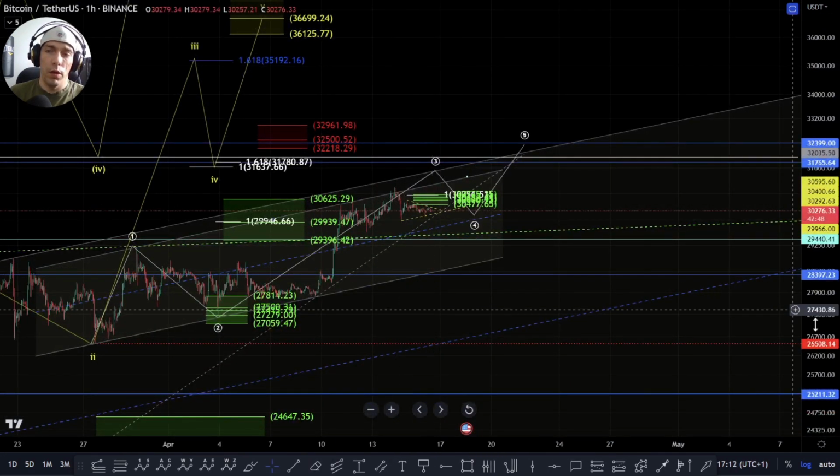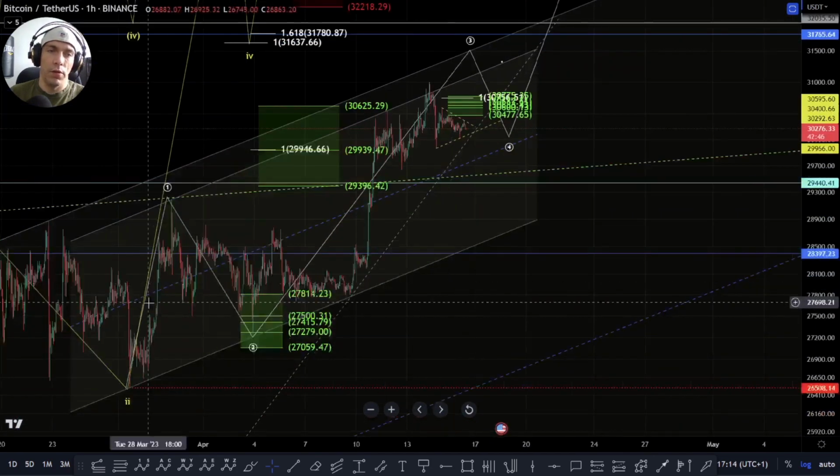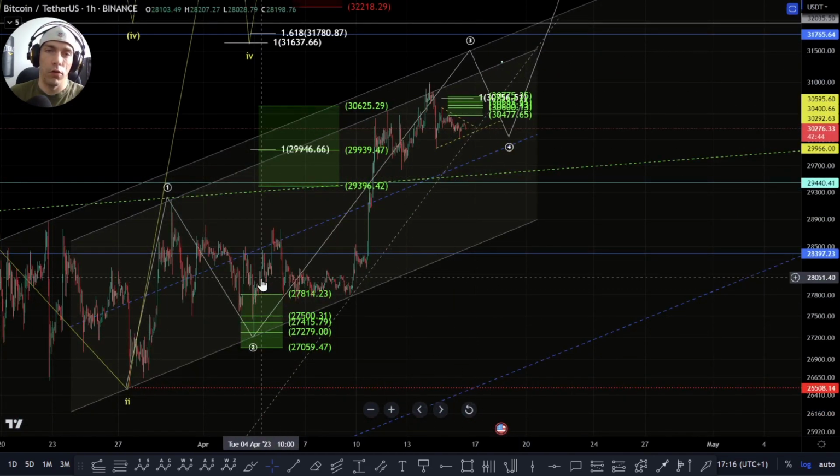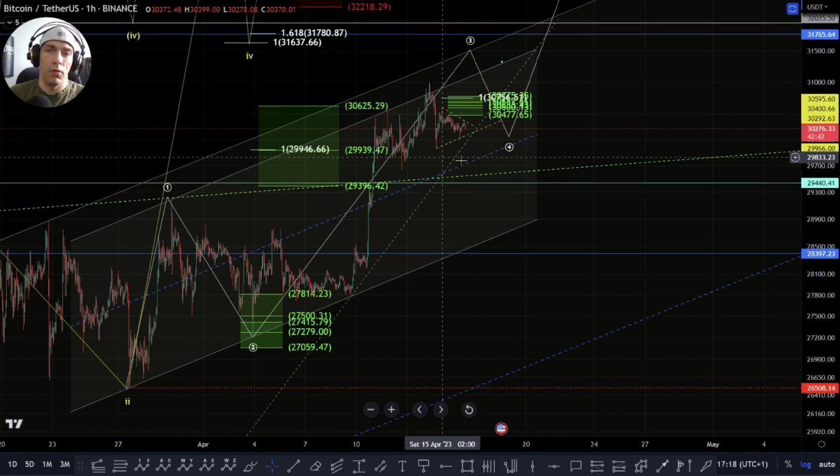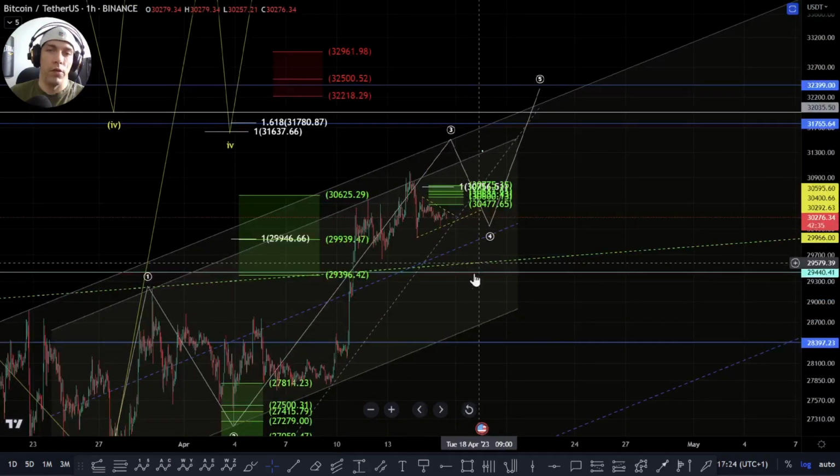So there's quite a long way to go here. We'd expect to see some extensions playing out within this structure if we are going to get up there. So that's why we need to just be on the lookout for those possibilities of extension here, looking to push this up into those higher ranges.